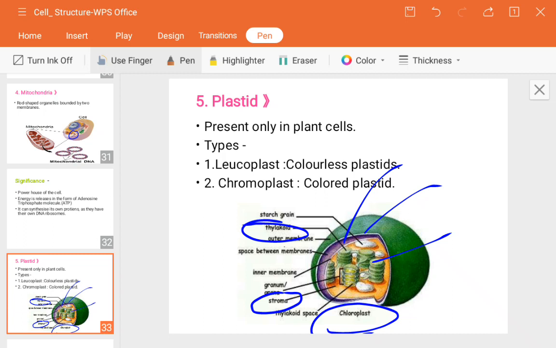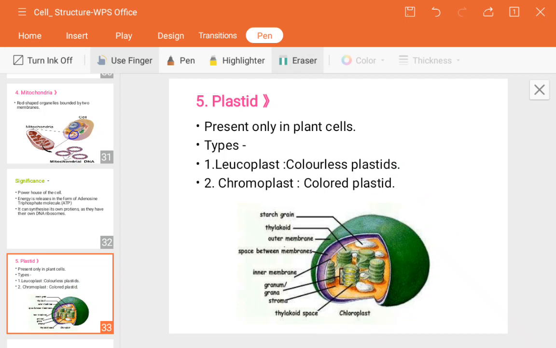Next, there is a space between the cell, I mean between the two membranes. In between the two membranes there is some space. According to that, the inner one is called the inner membrane, and whichever membrane is outside is called the outer membrane. So this is about the different components the chloroplast consists of.